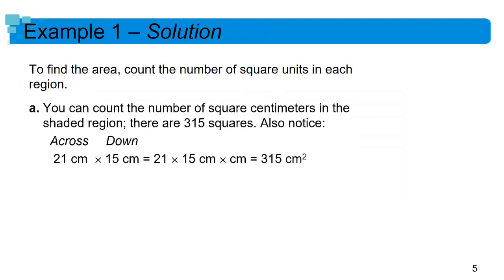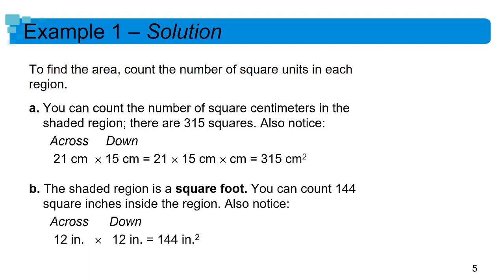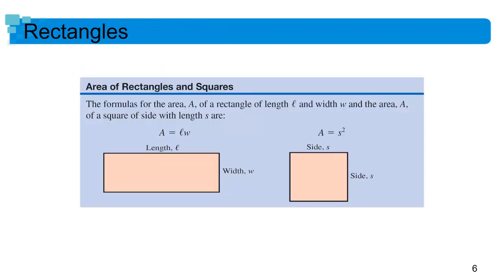So you can always just count up the squares, but who wants to count up squares? It's much easier to just multiply the numbers. 21 times 15, get 315, and do 12 times 12, and get 144. But now you can visually see why area works the way it does.